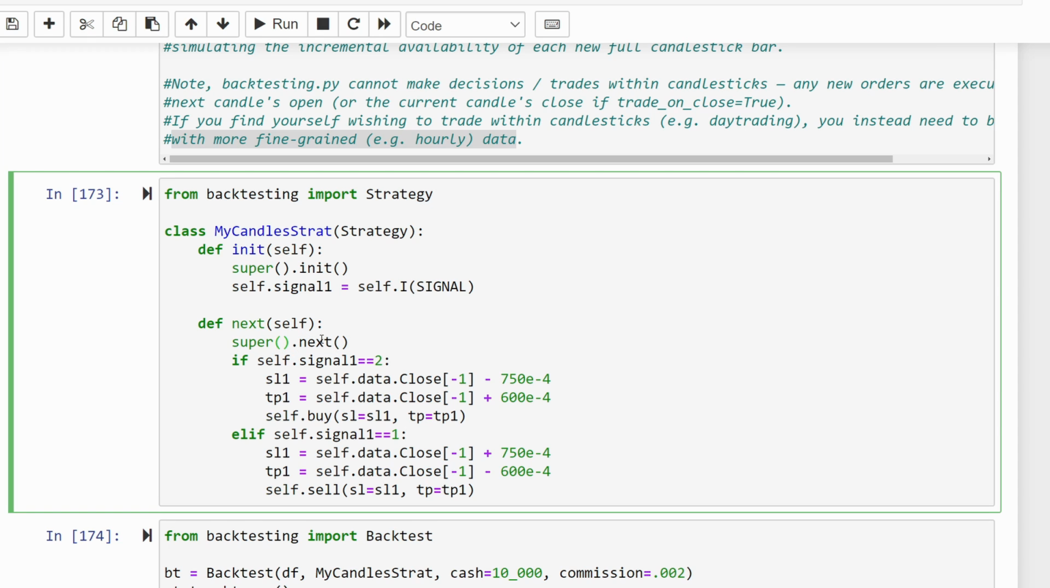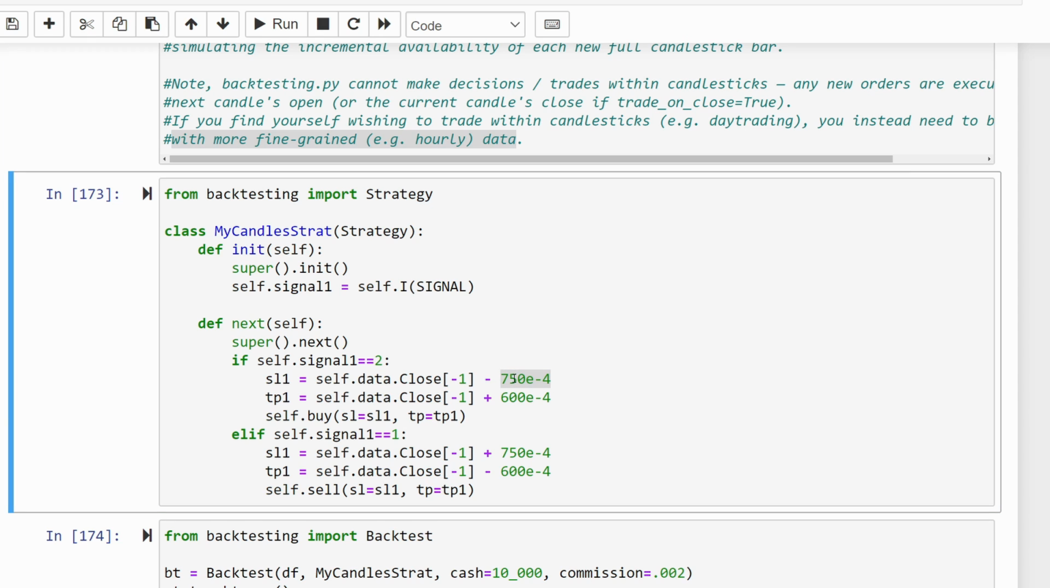and it doesn't change much in our case here. So if the signal is 2 for the current candle, we are going to define stop loss values and take profit values. And this is going to be the current closing price of the current candle minus 750 exponent minus 4. Remember, in our data, we have 0.5 digits information, and we need to multiply these times minus 5 or minus 4 to take this into account.